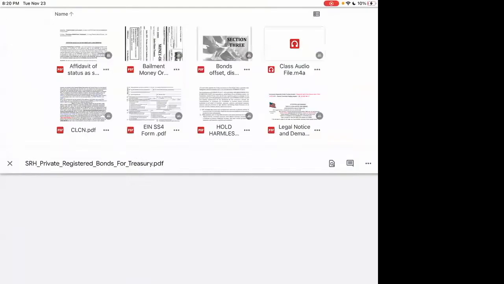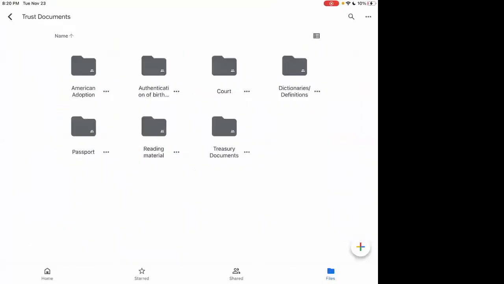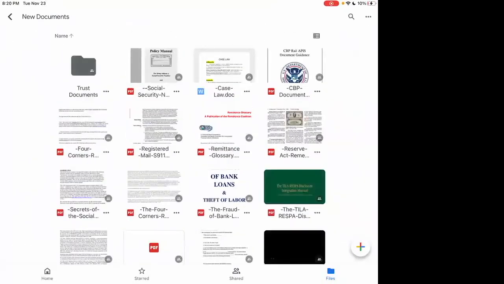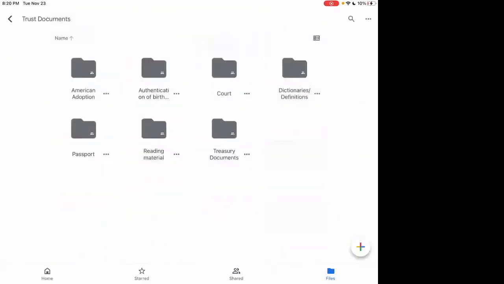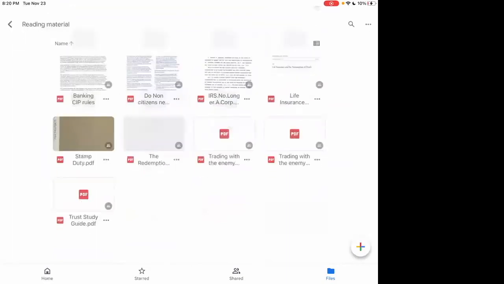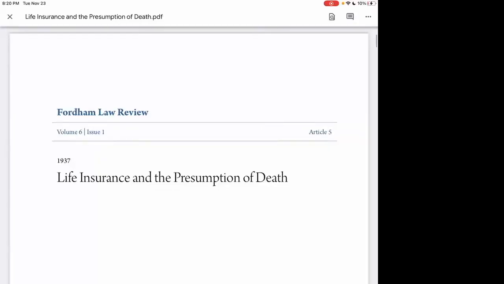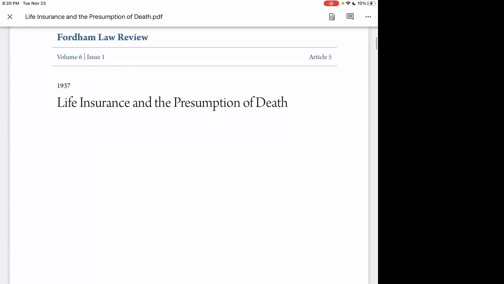All right. Now, one thing that it didn't really talk about as far as estate was about the decedent aspect being dead. So I want to pull that up. Is that Fordham Law Review, life insurance and the presumption of death.